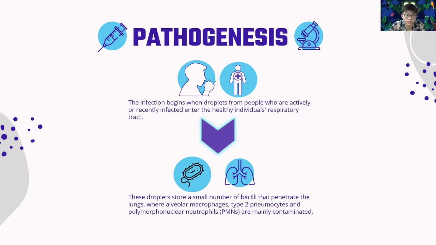The disease pathogenesis depends on the host's ability to remove the bacillus. The principal path of the infection is the respiratory route. The infection begins when droplets from people who are actively or recently infected enter the healthy individual's respiratory tract. These droplets carry a small number of bacilli that penetrate the lungs, where the alveolar macrophages, type 2 pneumocytes, and polymorphonuclear neutrophils are mainly infected.